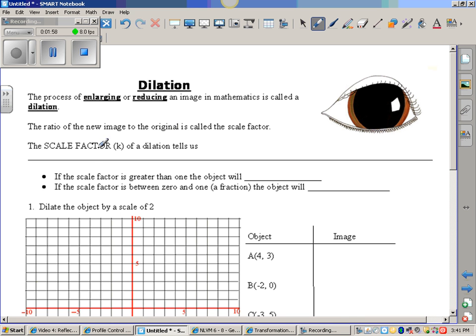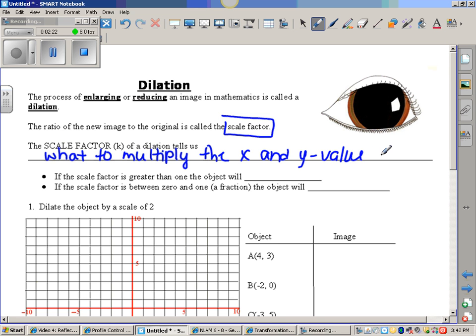The ratio of the new image to the original is called the scale factor. Very important. We need to understand that. The scale factor of a dilation tells us what to multiply the X and Y value by. So we're multiplying with the dilation. That's what's going to make our shape either bigger or smaller.